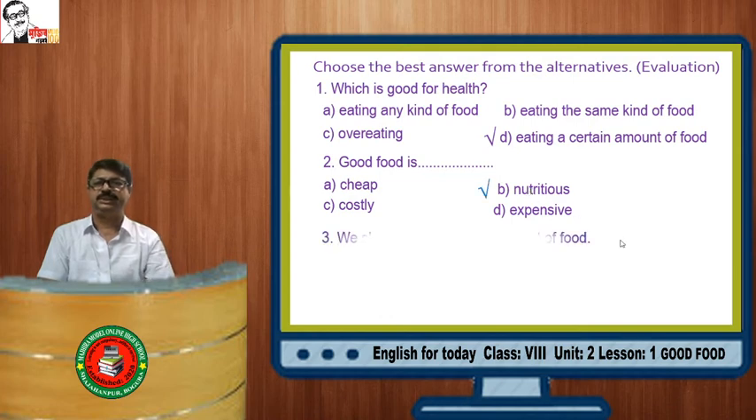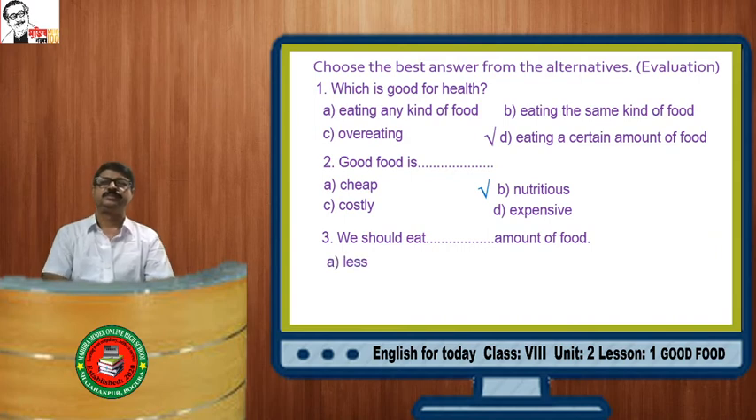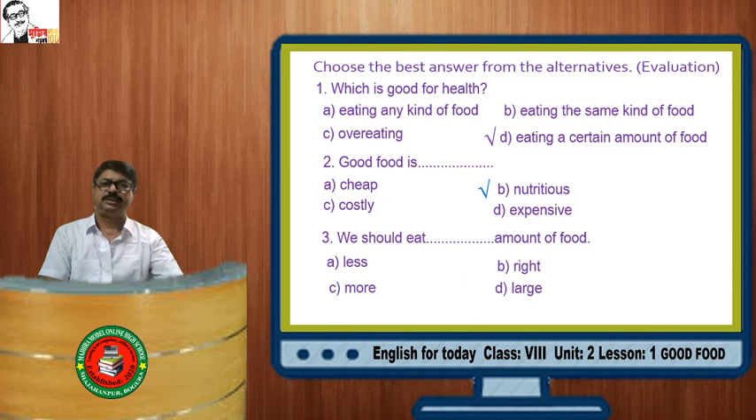Question number 3. We should eat dash amount of food. Your options are A. Less. B. Right. C. More. And D. Large. Think some time. I hope you can tell the right answer. The answer is option B. Right.